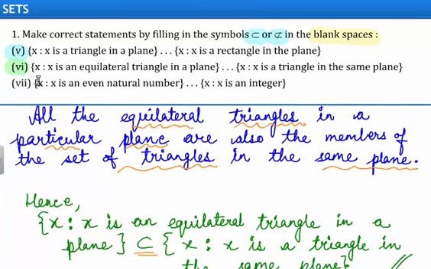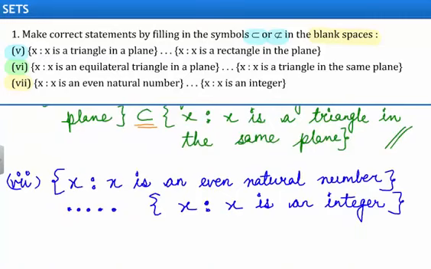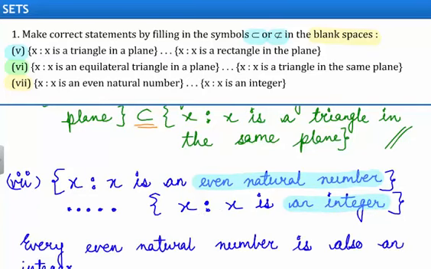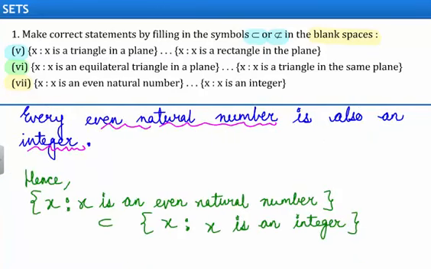Let's now consider the sets given in the seventh part of the question. In the seventh part, the first set is given as X is such that X is an even natural number, and the second set is given as X is such that X is an integer. Now we know that every even natural number is also an integer. That means every member of the first set is also an element of the second set. Hence we can conclude that the first set given to us is a subset of the second set.